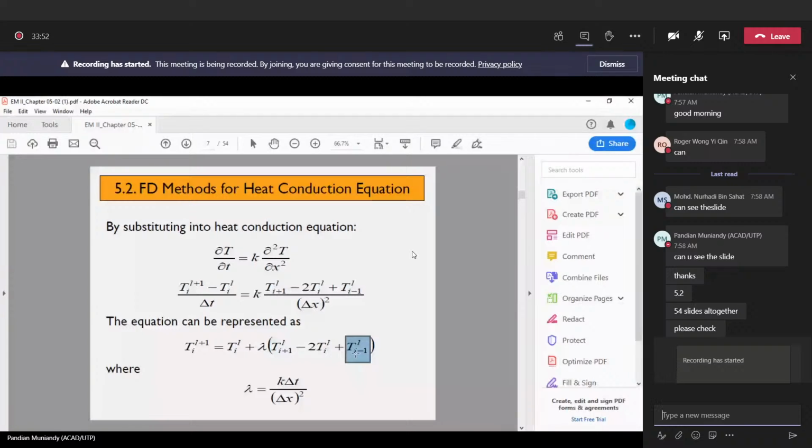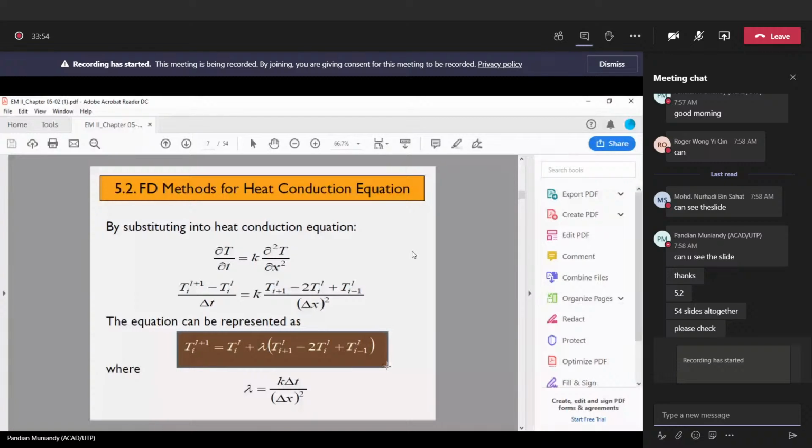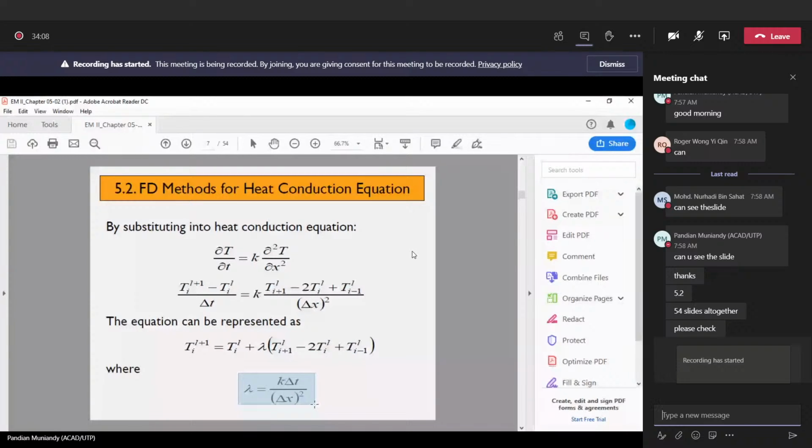So this is the beginning of what we call the explicit method. Whenever you say explicit method, we need this equation. Of course, the lambda you can calculate as K delta T over delta X squared. This one you cannot change. So you can copy this equation, you need this. We will repeat this equation every time you do the iteration.